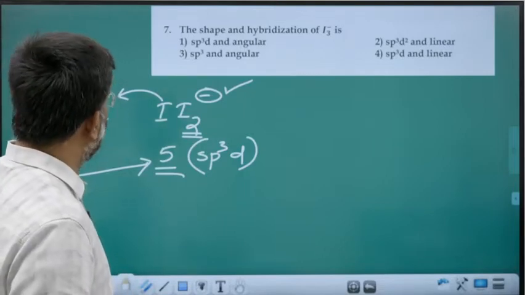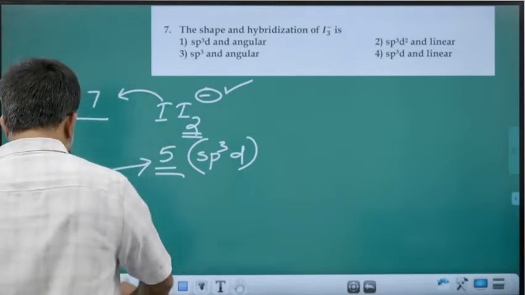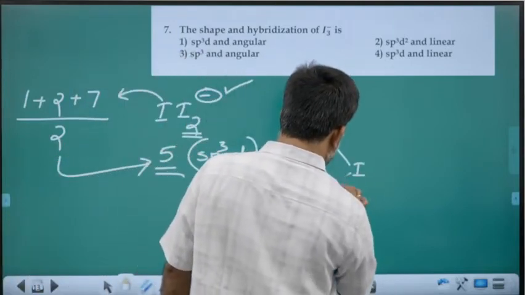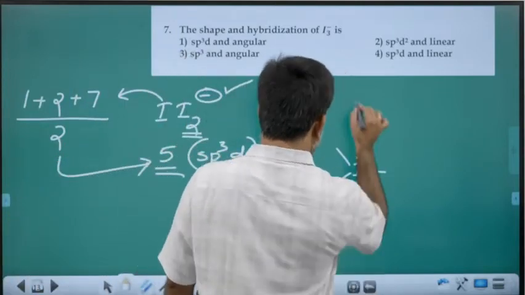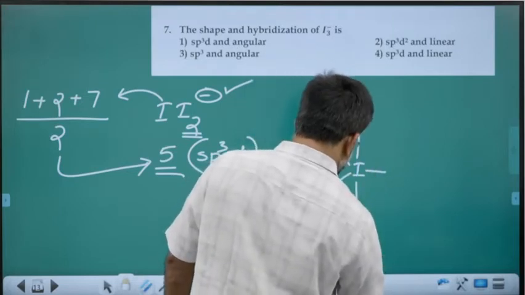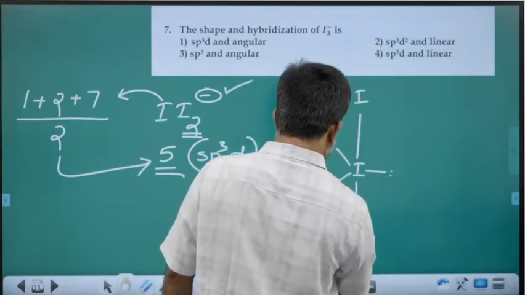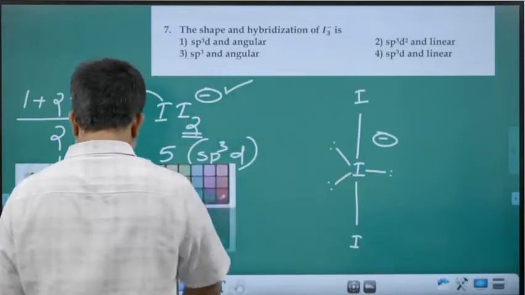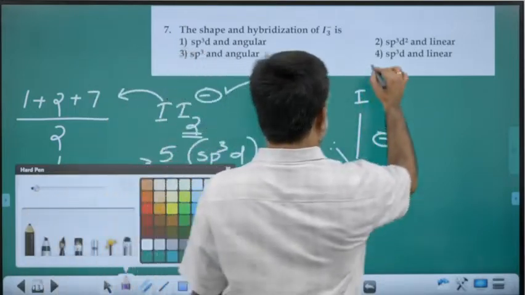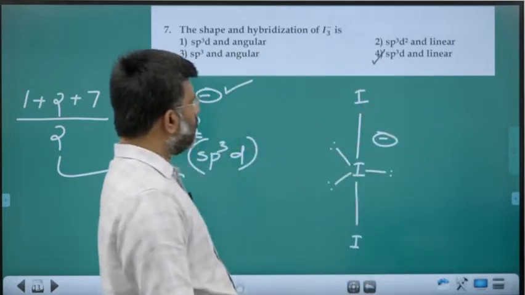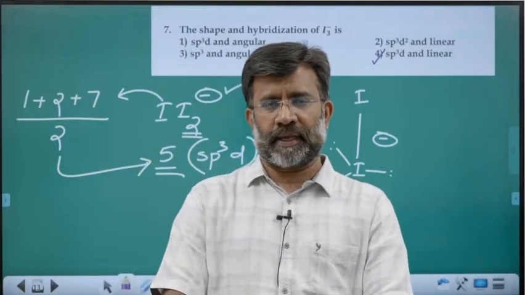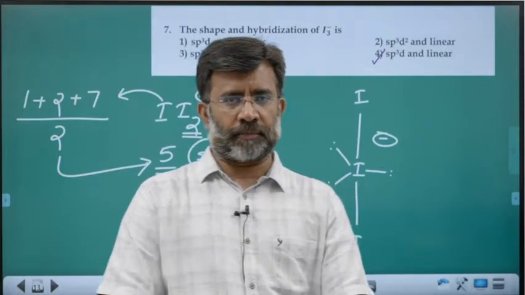It is sp3d hybridization, and it is linear. With sp3d hybridization, you have iodine 1, 2, 3, 4, 5. You will have one iodine here, one iodine here, and 3 lone pairs here, and it is the I3 minus linear molecule. And the choice is option 4, sp3d linear shape.